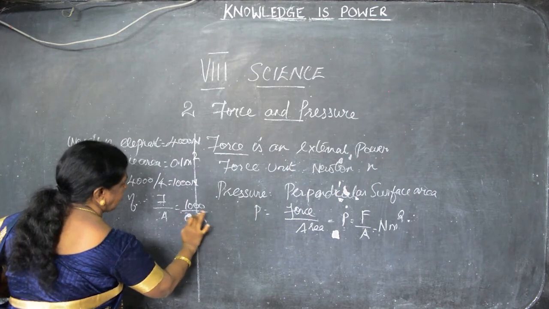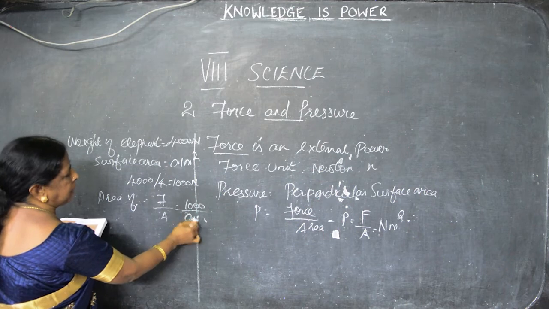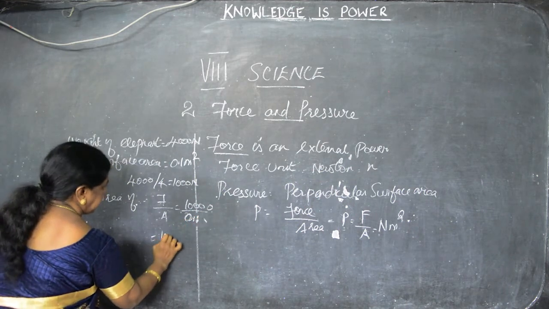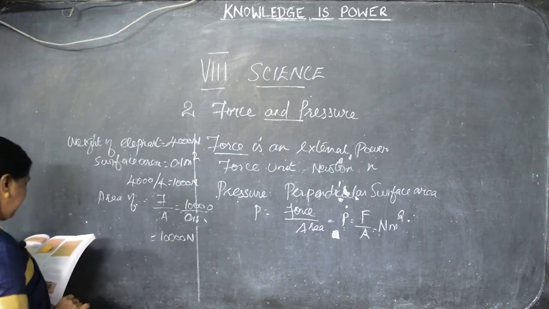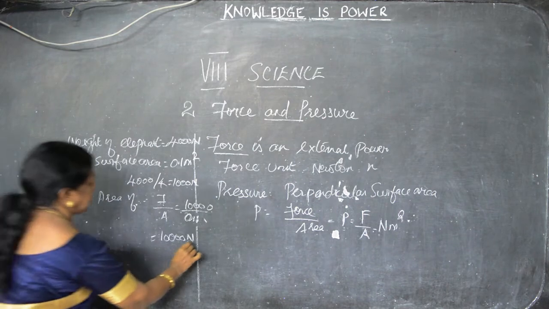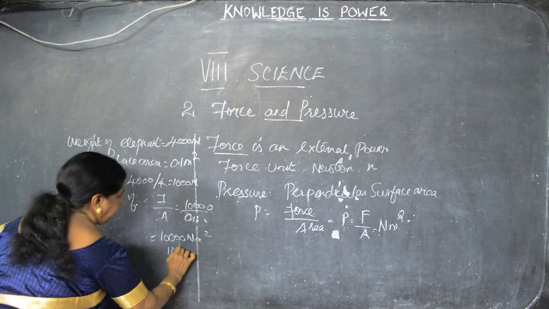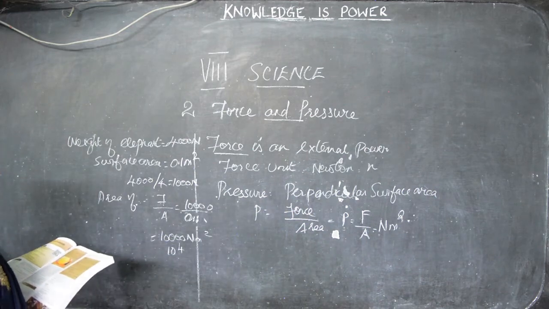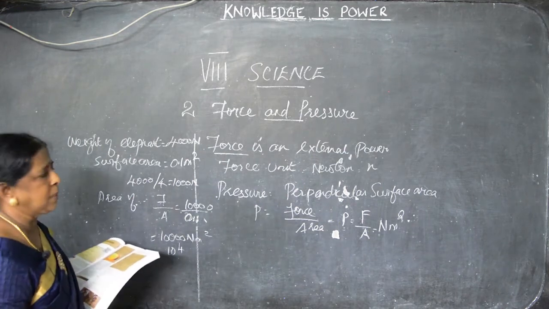Okay, so 0.1 means here 0.1. Because of the 1, we have to add one more 0 there. So the answer is 10,000 Newton per meter square, or else 10 to the power of 4. Clear, children? So force is an external agency acting on a moving object or a resting object.